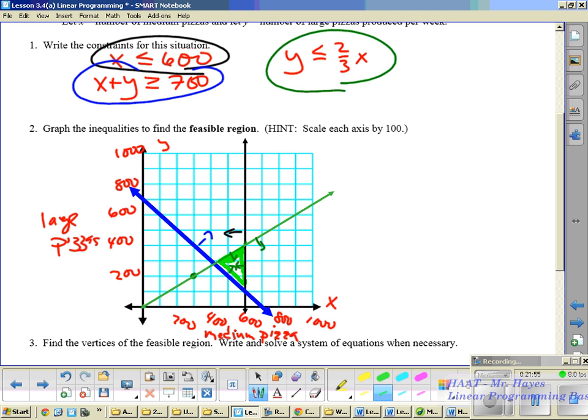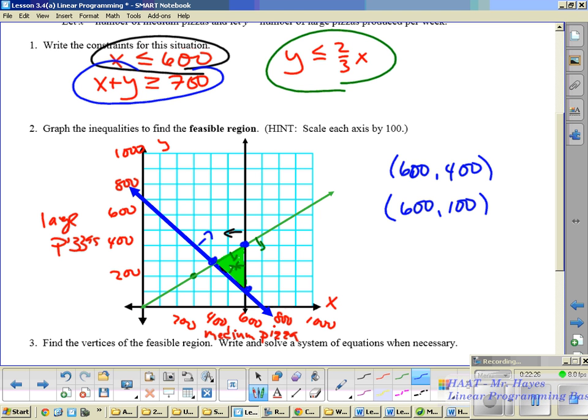So the vertices that you can go off here and do. The important vertex points here are going to be this one here. So you have 600, 400. You also have 600 and 100. And the last one over here should be, if I drew the points better, well, you're going to have to figure that one out on your own, aren't you?